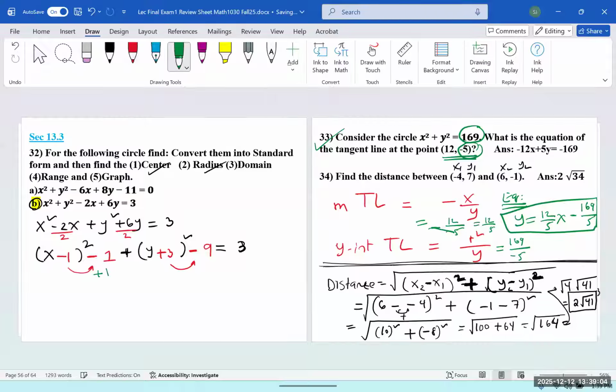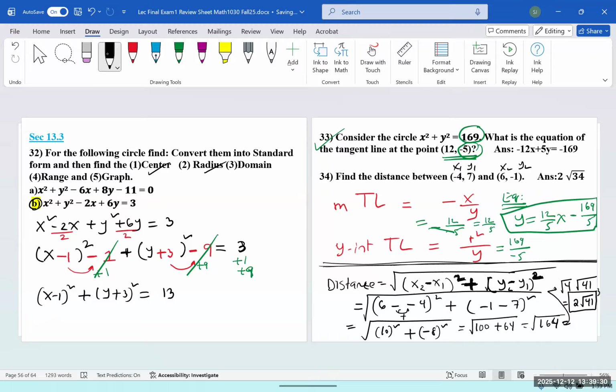You are going to add this to both sides so that on the left side, there is nothing extra. We have only x squared and y squared. So x minus 1 squared plus y plus 3 squared. And if we add all 3 things, what do you get? 13.